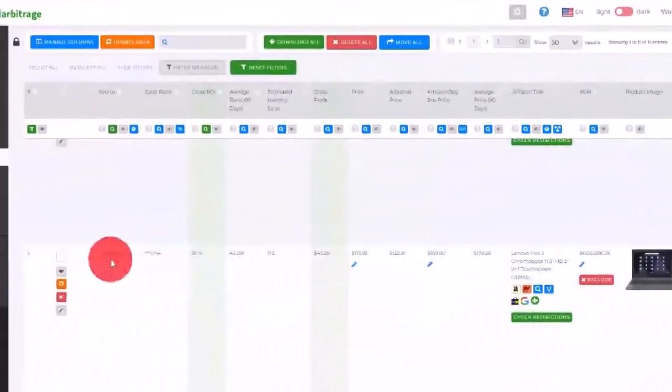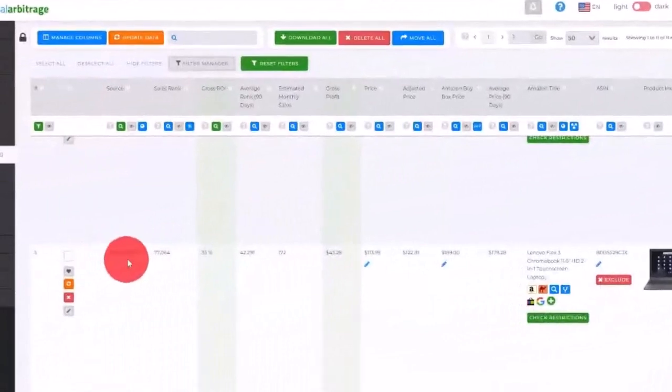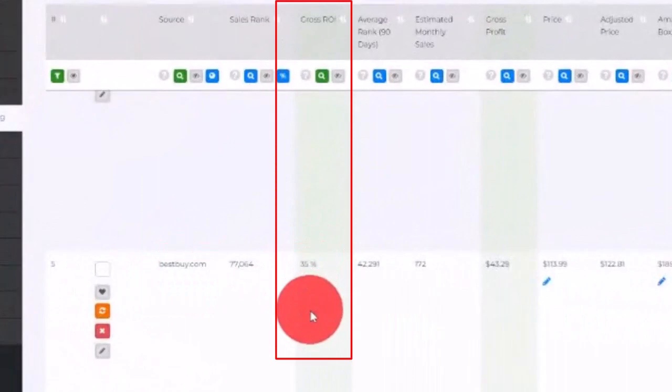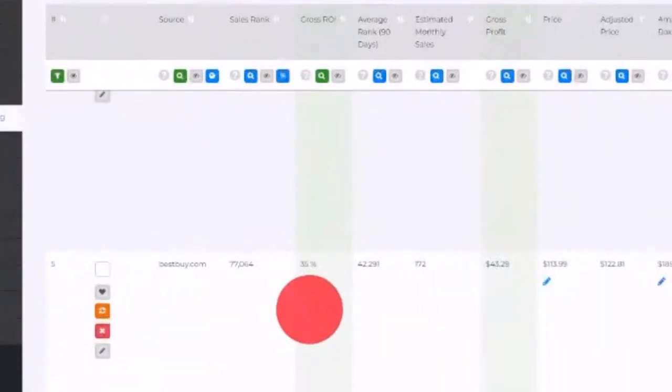So what was I looking at when I used Always Be Scanning? I was looking right here. Now look at, here's what I saw. I saw where it was being sold, Best Buy, right? I saw the gross return on investment, 35%. We'll get into that because that's going to adjust. This puts products in front of you. You got to further evaluate.